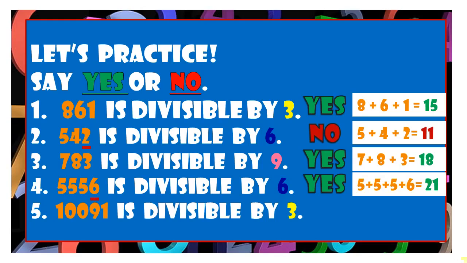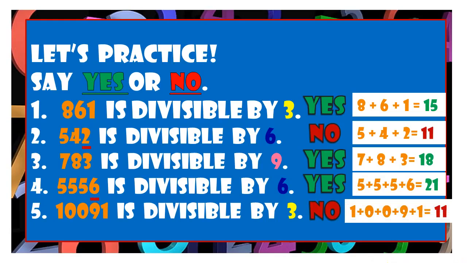How about number 5? 10,091 is divisible by 3. What do you think is the answer? No. It is not divisible by 3 because if we add its digits, the sum is 11. 11 is not divisible by 3. Therefore, 10,091 is not divisible by 3.